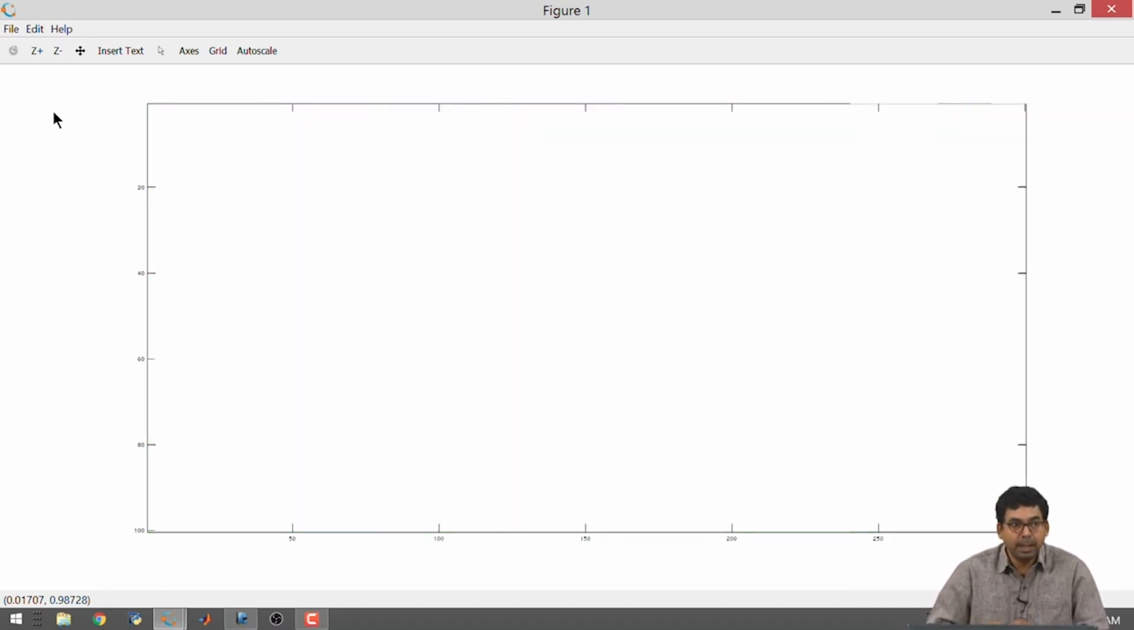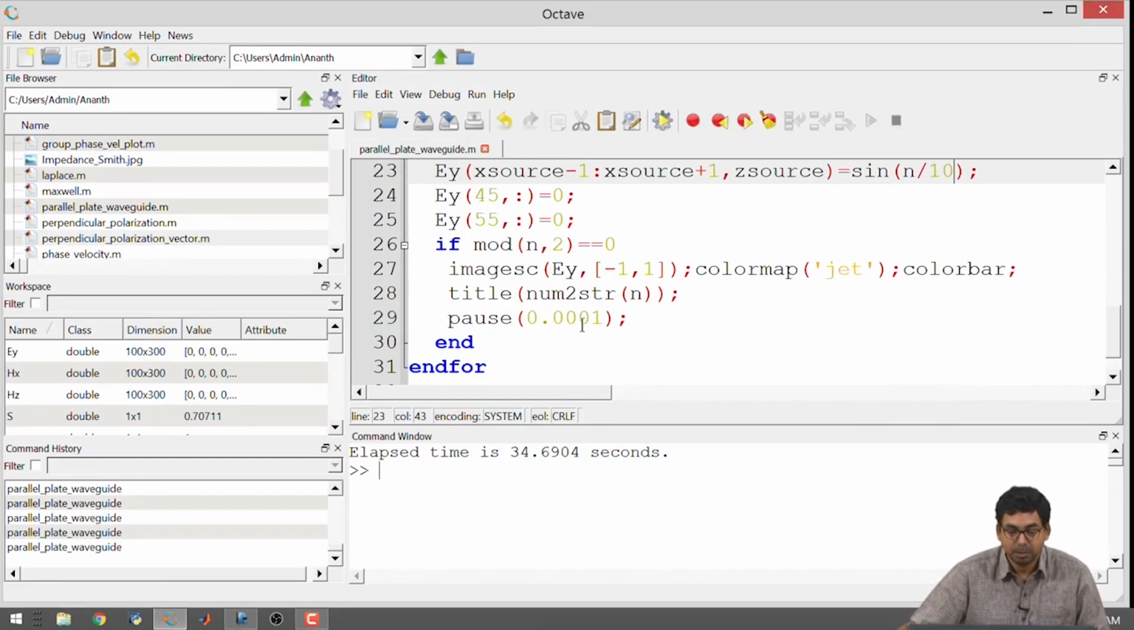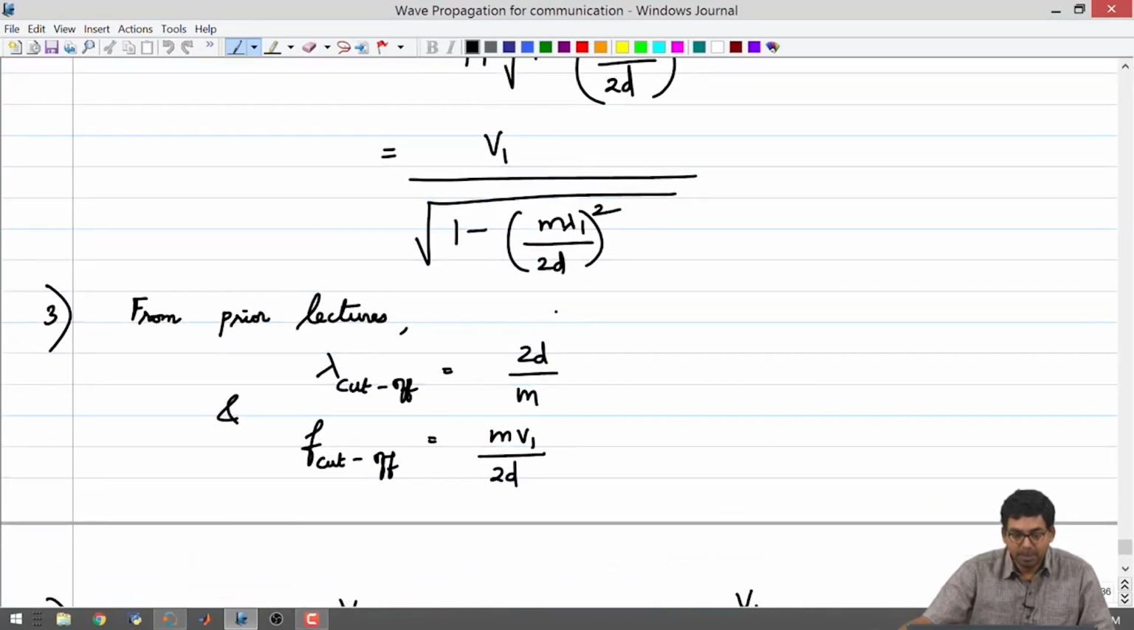So, first of all, the way to visualize cutoff frequency should be clear. Even if you are not aware of the formula, it should be possible for you to take the code, just sweep the frequencies of the source and get a decent estimate of what your cutoff is going to be. Now, I will stop this and go to my theoretical study. If I go back to the notes, I would like to see the formula for the cutoff frequency for the parallel plate waveguide. I have f cutoff is m v1 divided by 2d.